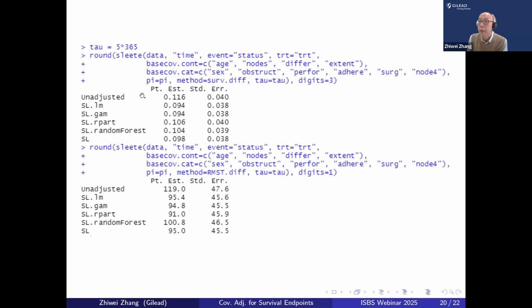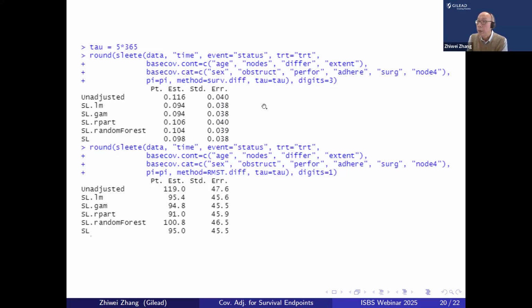Now let's consider estimating the survival difference and RMST difference at 5 years. So we define tau as the number of days in 5 years and feed it to the sleet function. Then we just need to specify the method according to the desired estimate and initial estimator. For both survival difference and RMST difference, the initial estimator is the Kaplan-Meier estimator. So those are the only two changes in the sleet function. The other arguments remain the same.